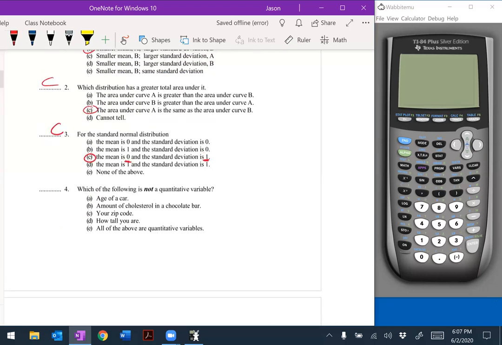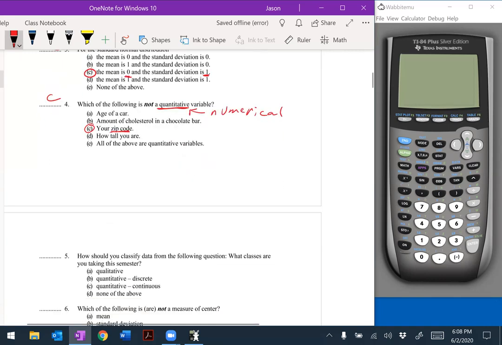Which of the following is not a quantitative variable? Again, what does quantitative mean? That's a number. Okay, that's numerical. Age of a car, numerical. Amount of cholesterol in a chocolate bar, numerical. How tall you are is numerical. What about your zip code? Your zip code, even though it's a number, is not numerical. It is actually categorical. It's a category based on five digits. So that is not quantitative.